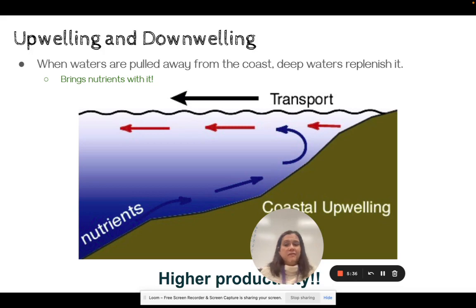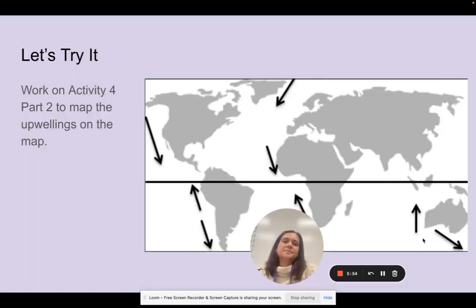So areas where we have this upwelling from the deep water, we have a lot of nutrients that come with it. Those tend to be really productive areas. We get a lot of good plant life, we get a lot of good marine life in there. A lot of times we find these upwelling areas have fishing communities because there's a ton to fish.